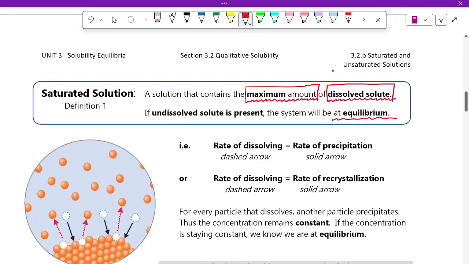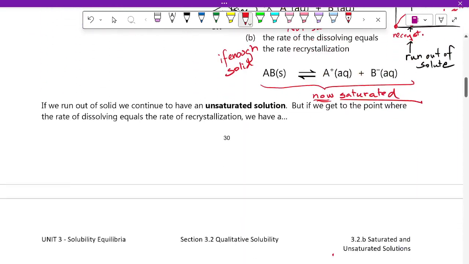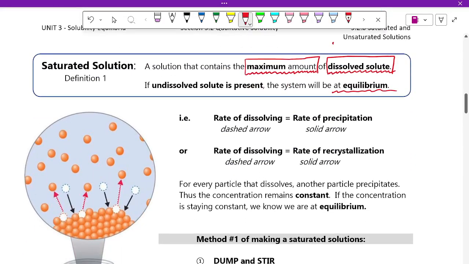So now we've hit a point, you can see with our little diagram here, there's a lot more dissolved ions. Compare that with the picture back here. What can you say about the number of free ions? There's a lot more in our second picture. So this is now full of ions.